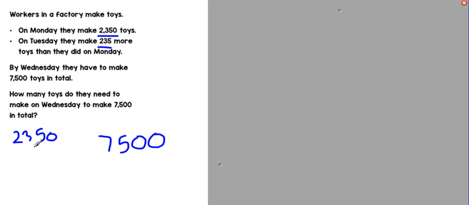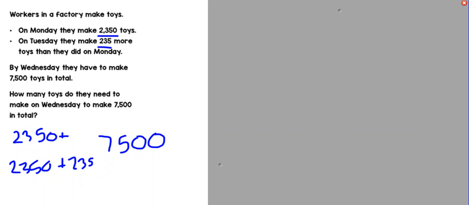On Tuesday, you've got 2,350. Add 235. On Wednesday, we need to know how many more toys they need to make 7,500. Okay, so you would need to add all of these three together first of all to get your total for Monday and Tuesday, and you would subtract that from 7,500.